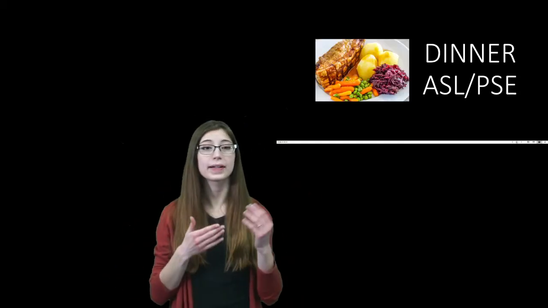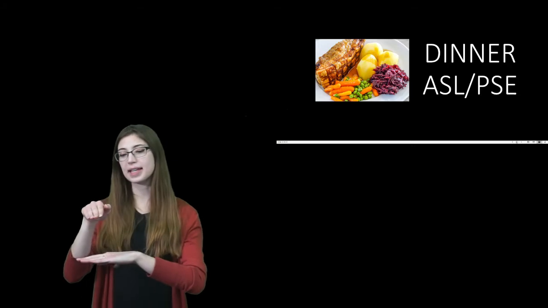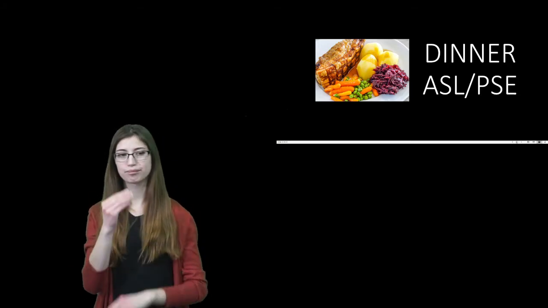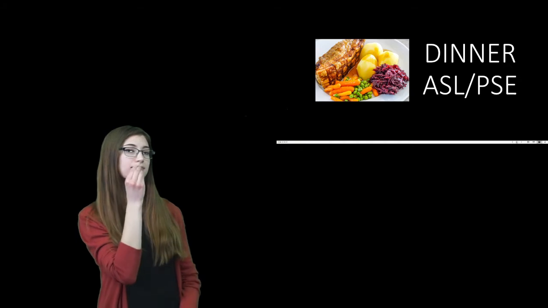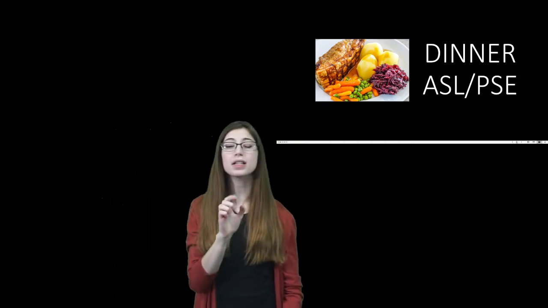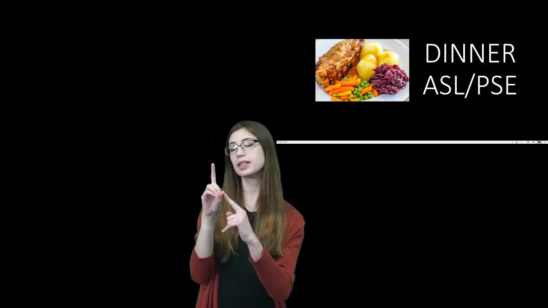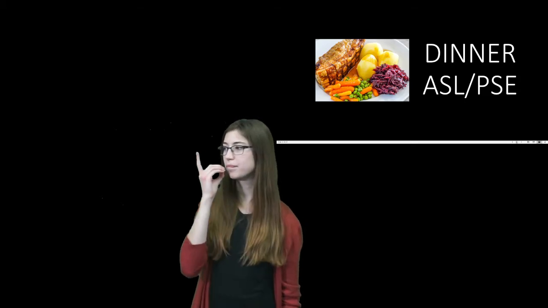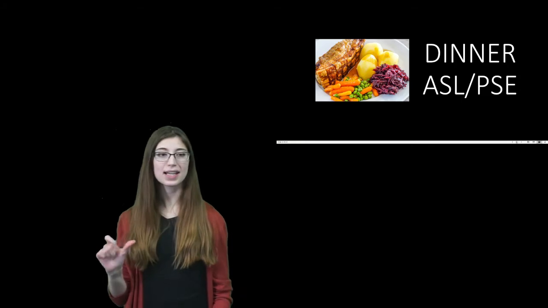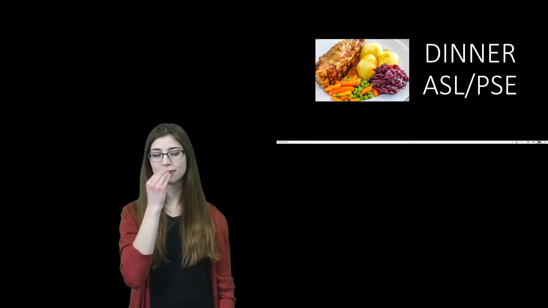Same concept for dinner. So in ASL, you will sign night, eat, or evening, eat. Dinner. For PSE, you'll make a D hand shape, and you're going to tap your fingertips to your mouth. Dinner. ASL, PSE.